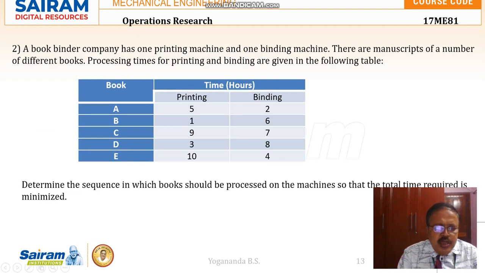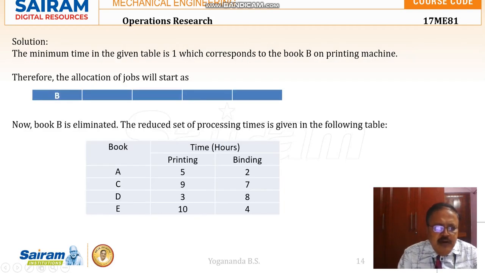So I want to start the project with the simple job. We found that book B is simple, so we are processing that in the beginning of the sequence. Book B will be kept in the beginning. Now book B is eliminated in the further iterations. The books left are A, C, D and E, and their corresponding printing and binding hours are given in the table. Now we have to see the next minimum processing time.